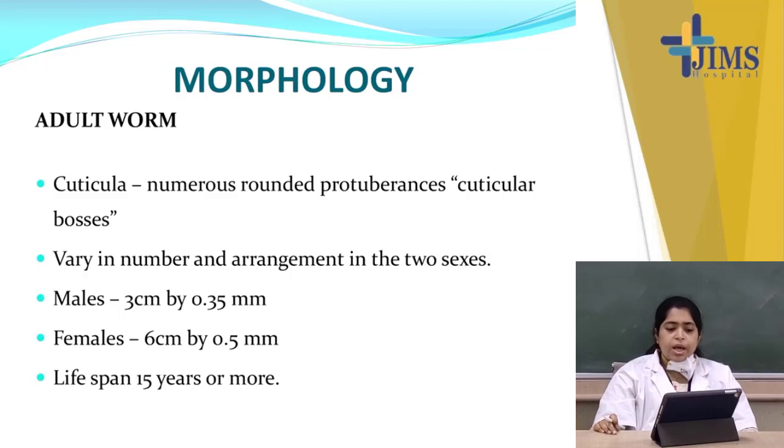Now coming to morphology, in the adult worms the cuticle has numerous rounded protuberances, known as cuticular bosses. They vary in number and arrangement in the two sexes, that is, in male and female the numbers and arrangements of the bosses are different. The males are 6 cm by 0.35 mm and the females are 6 cm by 0.5 mm. So, as usual, the females are longer than the males, and the lifespan is about 15 years or more.